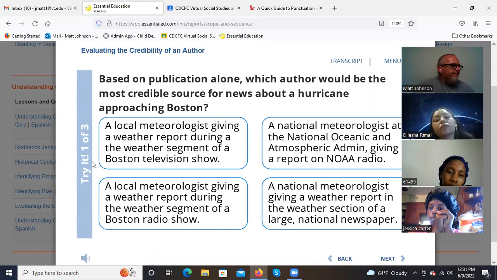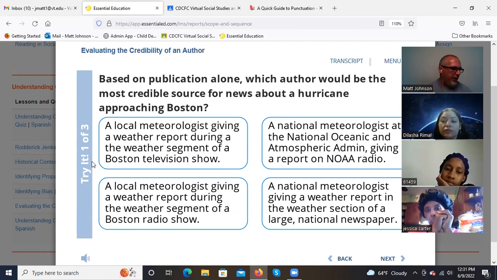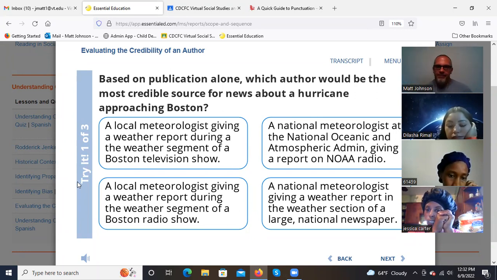Based on publication alone, which author would be the most credible source for news about a hurricane approaching Boston? All right, Delasha, I'm going to pick on you. So based on what we have here, our four little entries, which one do you think would be the most credible source to go to? Maybe the first one. First one? Yeah. So the second one.